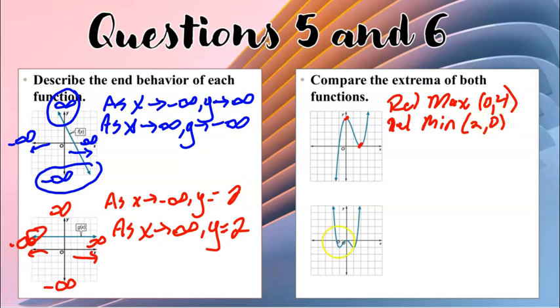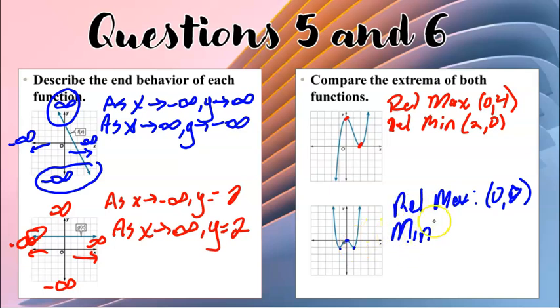And the other function, here I have a relative max there. And this would be at 0, 0, or the origin. And I have 2 minimums because they are the lowest points. The 2 minimums are at -1, -1, and 1, -1.